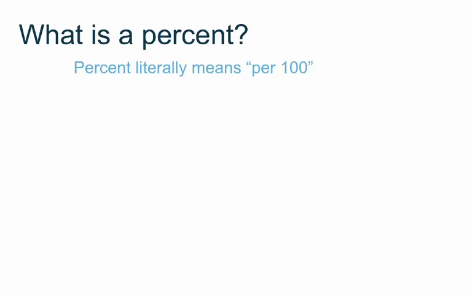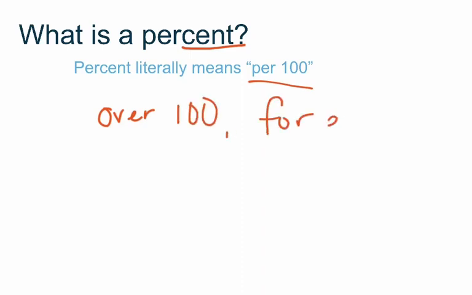First thing we have to make sure we understand when working with percents is what is a percent. And the word percent literally means per 100, because the word cent means 100. Now, other ways of saying per 100: we can say over 100. We could say for every 100. Okay, and that's just replacing that per.